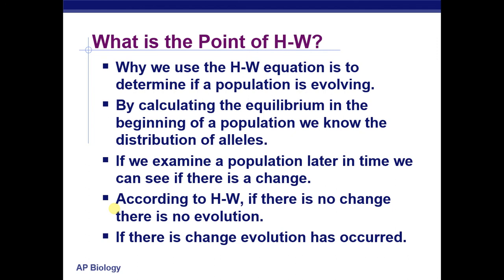So what's the point? Why do you use Hardy-Weinberg equations to determine if a population is evolving? Well, when we calculate the equilibrium in the beginning of a population, we know the distribution of alleles. If we examine a population later in time and we see that there's been a change, then it's evidence that evolution is taking place. The greater the change, the more quickly evolution is happening and the more strong selection is for that specific trait.